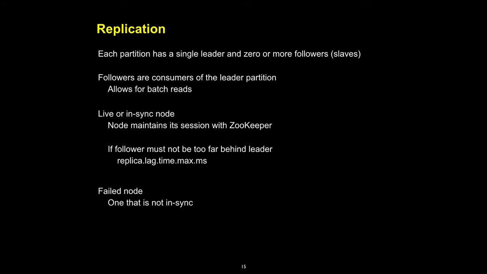Now, the problem is, what do they mean by when it goes down? When you write a message to the leader, it's going to then send it to all its followers. You want to know which followers are there, which ones are live. What they use, they call in sync. By in sync, it means the follower can't be too far behind the leader, and you specify how many milliseconds they can be behind the leader to be called in sync.